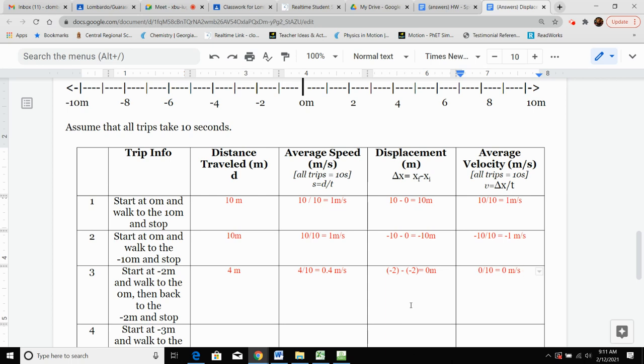So you could have the same trip, and you can have a difference in average speed and a difference in average velocity. Can you ever have something where you actually move and wind up with an average velocity of 0? Yeah, you can. And how? Well, you have to basically come back to where you started from.